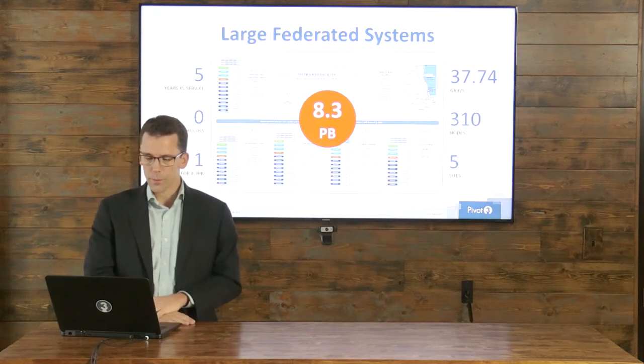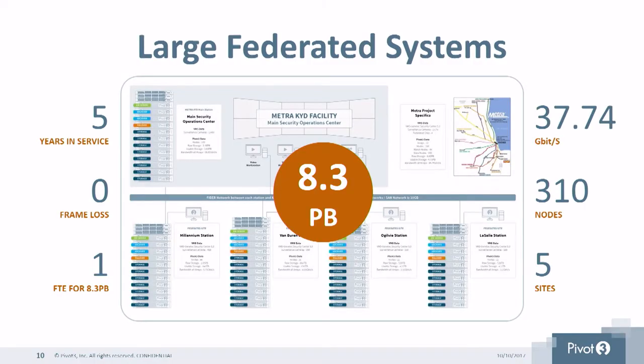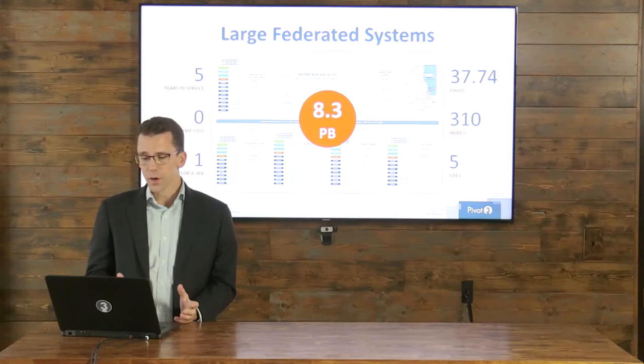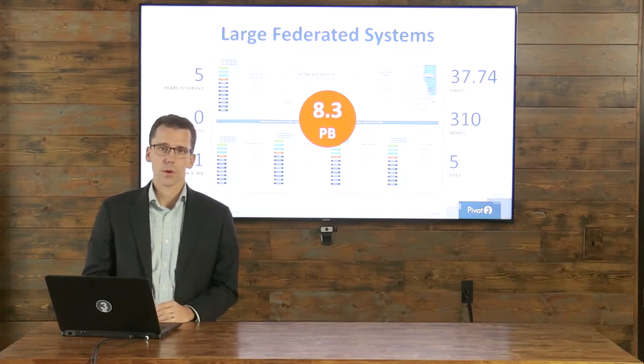This first one is the Chicago Metro Transit Authority, and you can read the numbers here on the screen. This is a fairly large system, about 8.5 petabytes worth of storage. They have us deployed across 5 different sites. It's been in service now for a little over 5 years now. But the two things I want to point out here is that in that entire 5 years, they have never lost a byte of data, never lost a frame, never lost a single byte of data, whether it's from a hardware failure or anything else. And this entire infrastructure, 310 nodes, 8.5 petabytes of storage, is managed by one person.